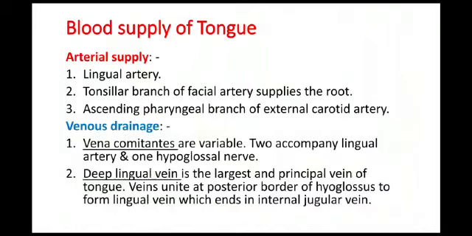So coming to the arterial supply. It's mainly supplied by branches of the external carotid artery. So mainly you are going to find the branches, that is the lingual artery, the tonsillar branch of the facial artery, and the ascending pharyngeal branch of the external carotid artery.